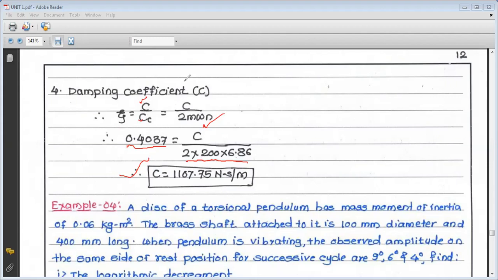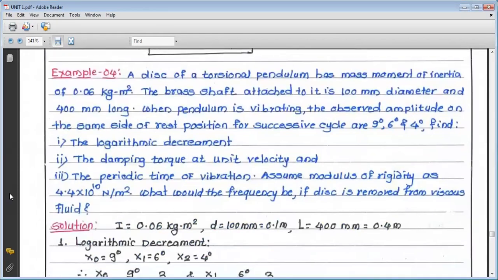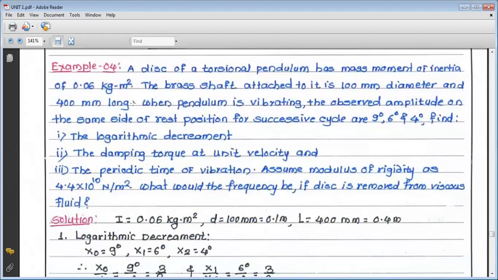So I will take the next problem which is on torsional vibration. So this is problem number 4. I have covered almost all varieties of problems in that unit. So problem number 4. Now this is torsional vibration.